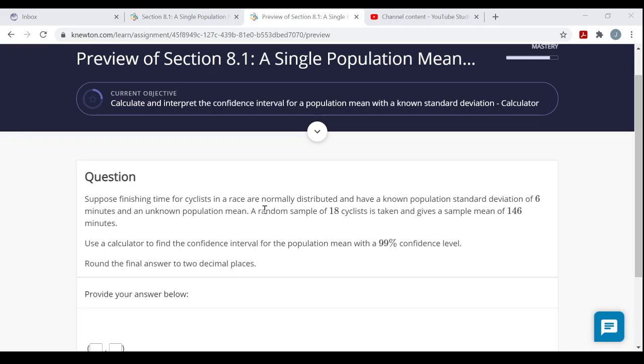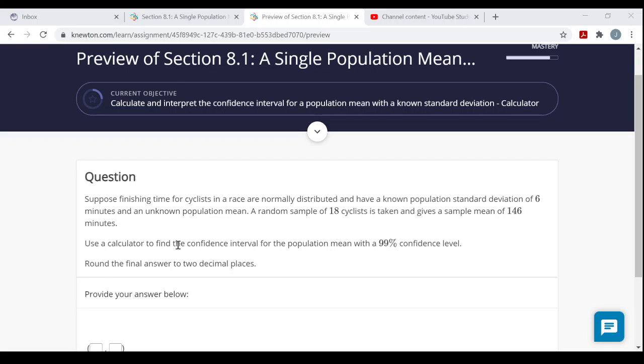Finishing times are normally distributed and have a known population standard deviation of 6 minutes, so that's sigma. Sigma's known, right? Known standard deviation, and an unknown population mean. A random sample of 18 cyclists, there's n, the sample size, is taken, and gives a sample mean of 146 minutes, there's your x bar.